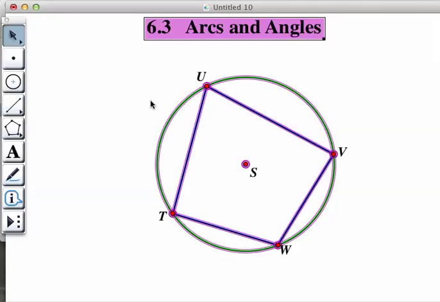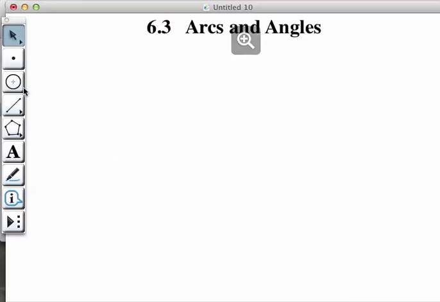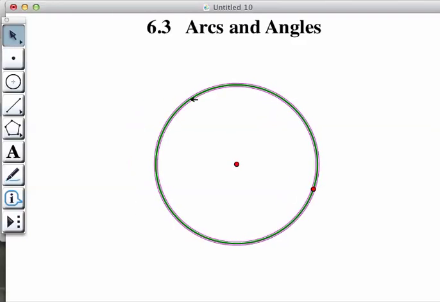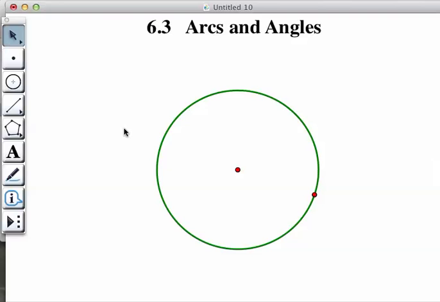All right, we're almost there. We're almost through with this lesson. 6.3 is a long one. We got one more property to talk about with these angles and arcs. In this one, we're getting away from our inscribed angles and we're moving just to the arcs, all right?